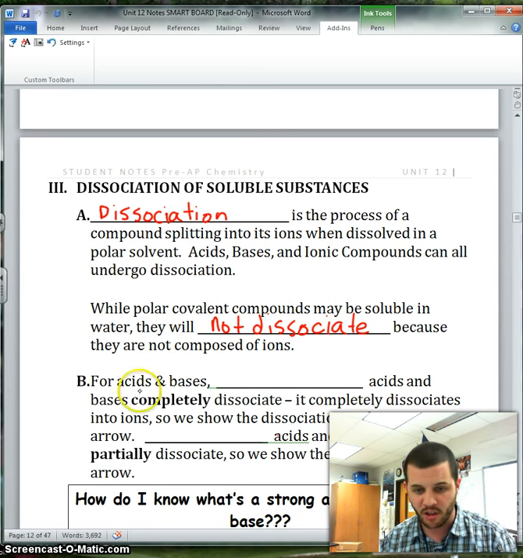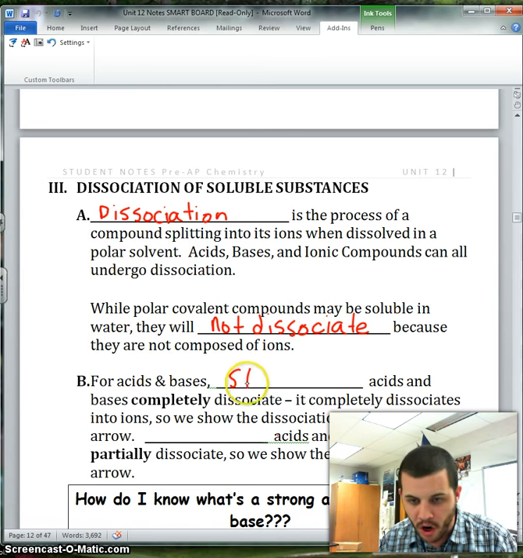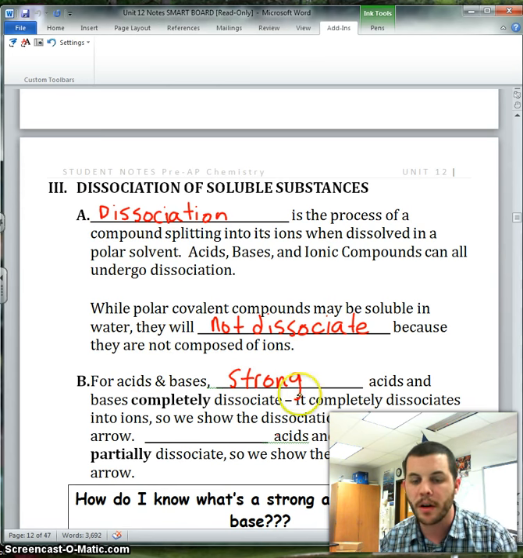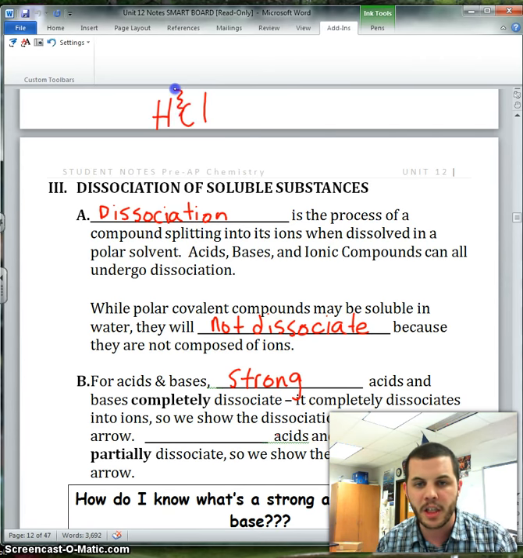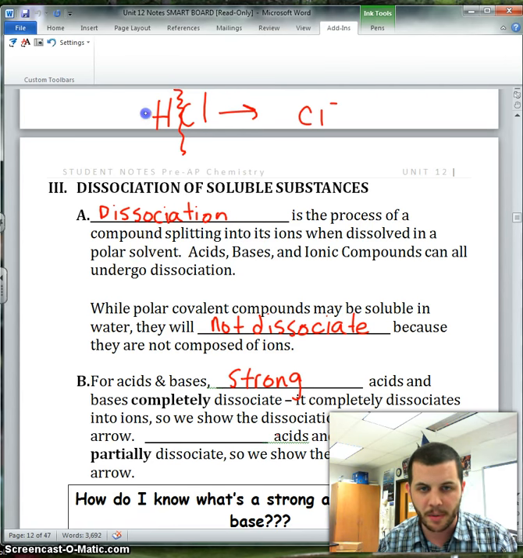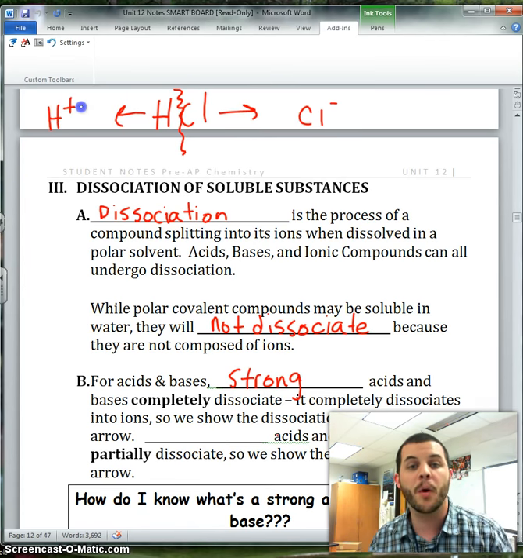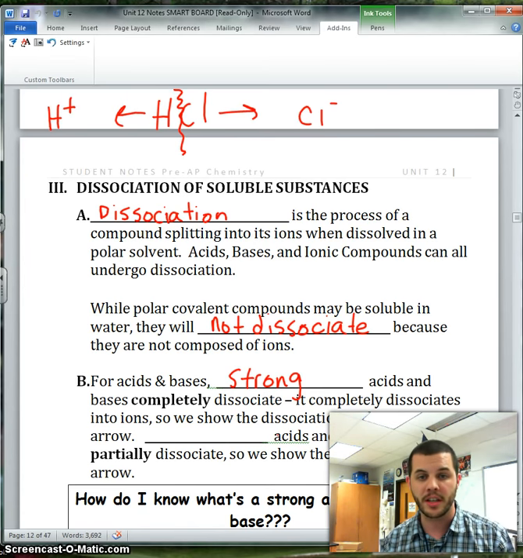Okay, they're not actually made up of little pieces which can break apart. Okay, so this also says for acids and bases, strong acids and bases are going to completely dissociate. Okay, that means if I have something like HCl, okay, that's going to completely split apart. Okay, and I'm going to end up with chloride ions, and I'm going to end up with hydrogen ions. Okay, what I mean by 100% dissociation is every single one of these is going to dissociate into its individual pieces. Okay, if I have a weak acid, only some of them are going to dissociate.